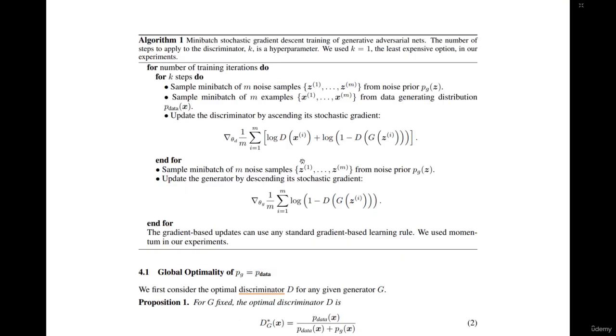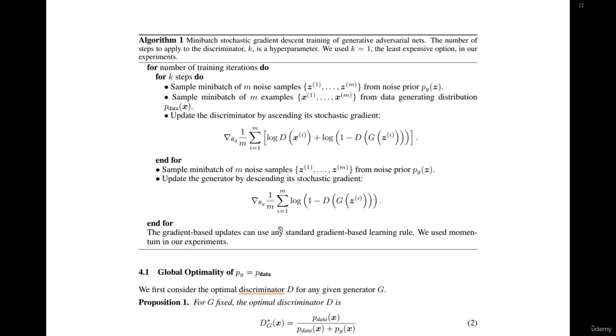So right here we have the algorithm. We select many batches of m noise samples, and many batches of m examples. We update the discriminator by ascending its stochastic gradient, since we're maximizing the loss, and we do this for k steps. So we train the discriminator for k steps, and then we sample a batch of m noise samples. So this is for the discriminator, and now for the generator, we update the generator by minimizing the loss.